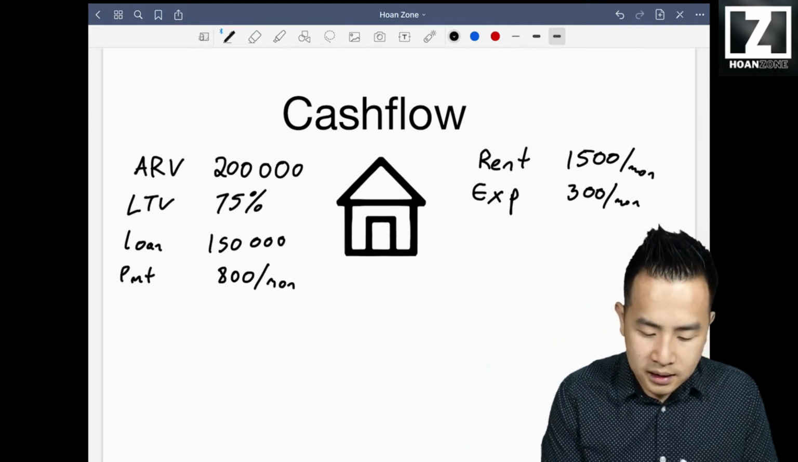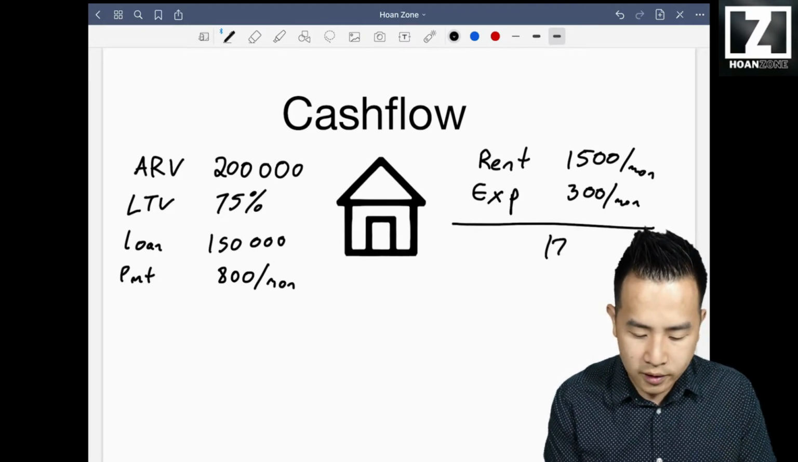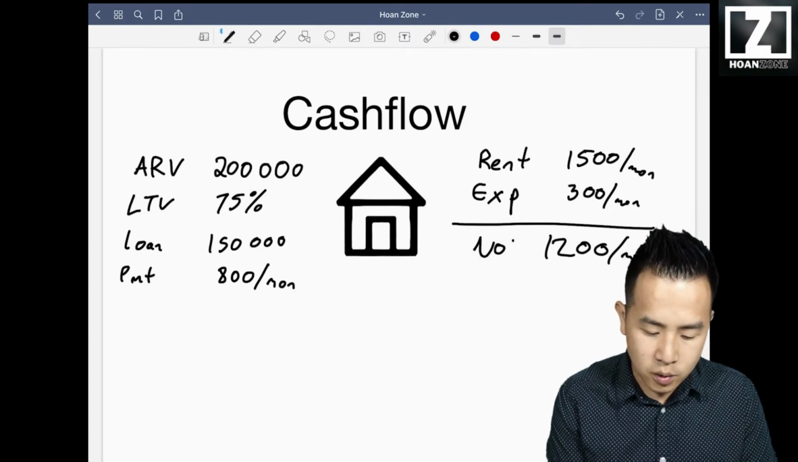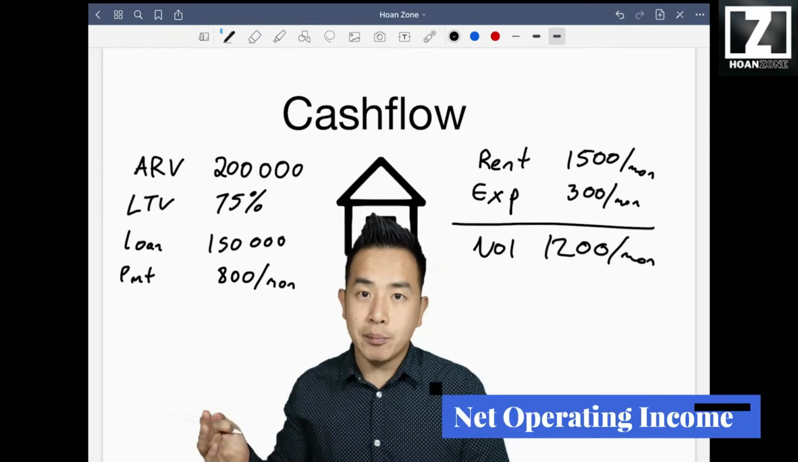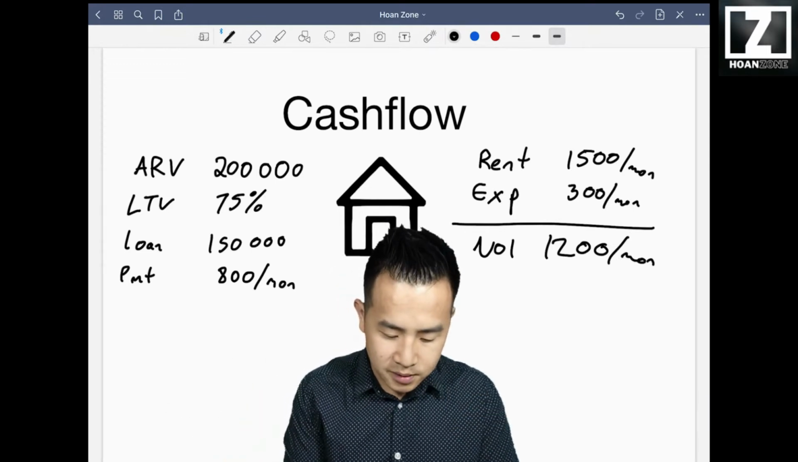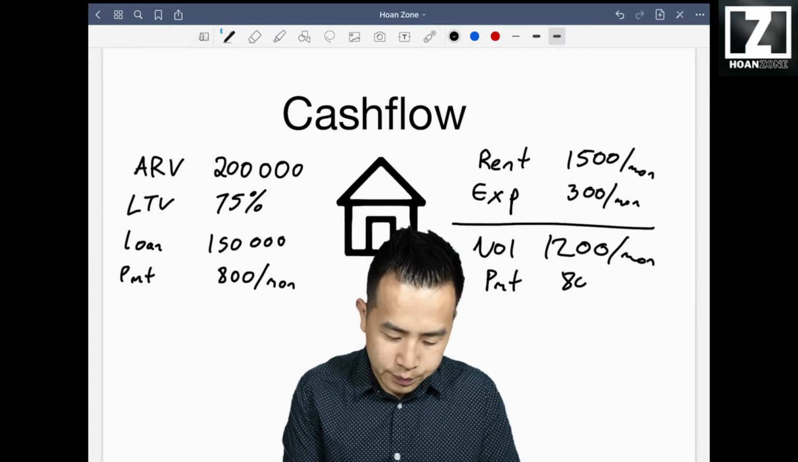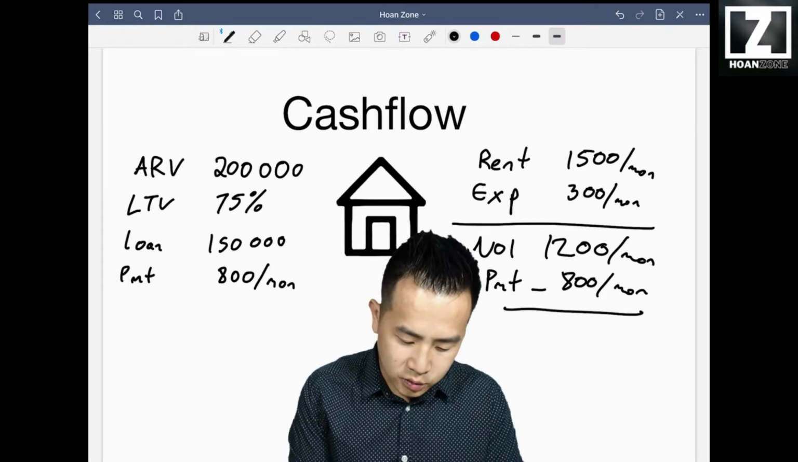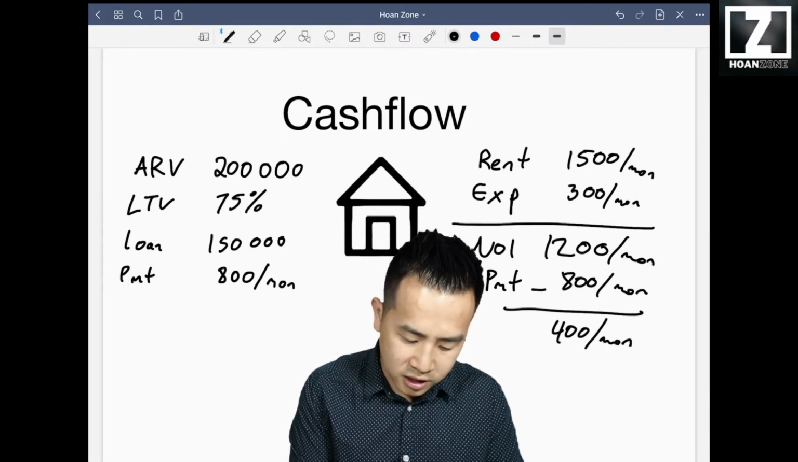Now, when we take the rent minus the $300 a month, we have $1,200 per month in NOI. The next step after you figure out your NOI, which stands for net operating income, is to subtract the mortgage. And we remember the payment is $800 a month. When I subtract the two, I am left with $400 a month cash flow.